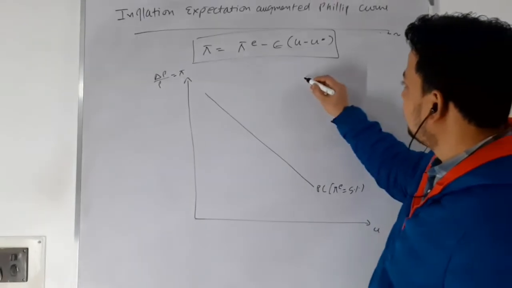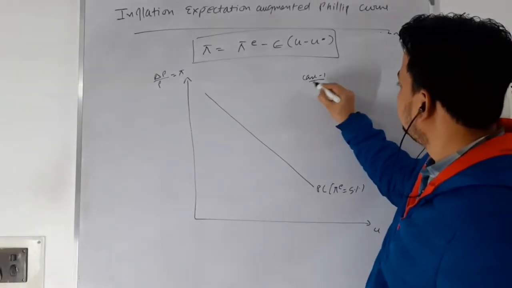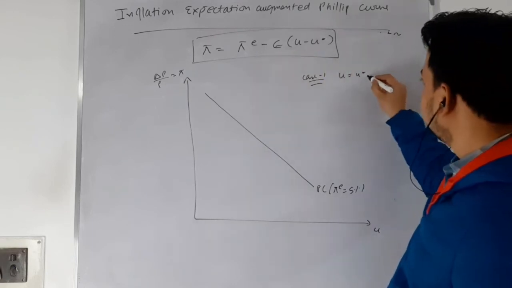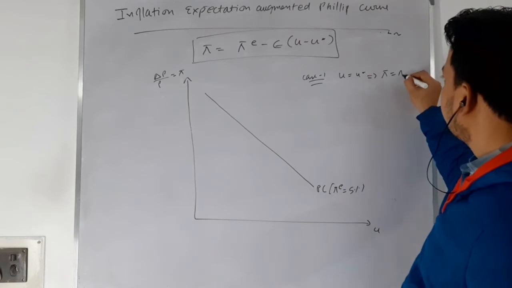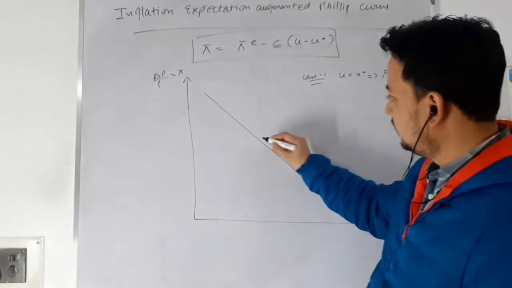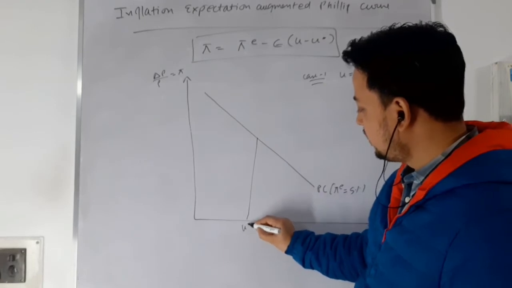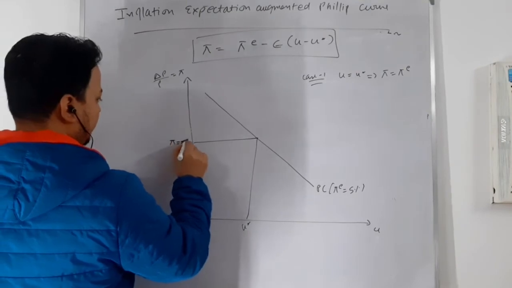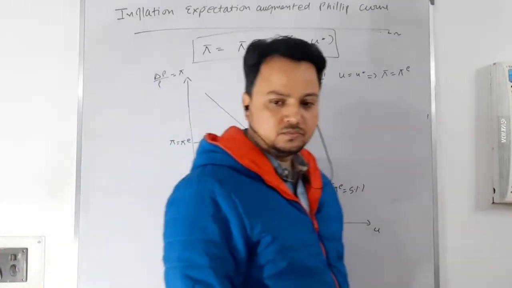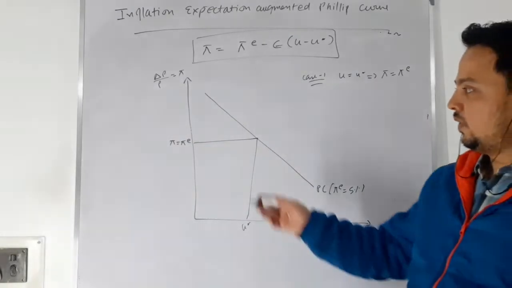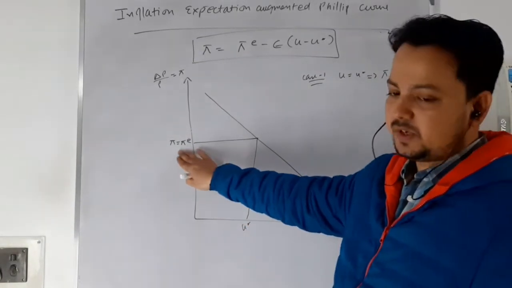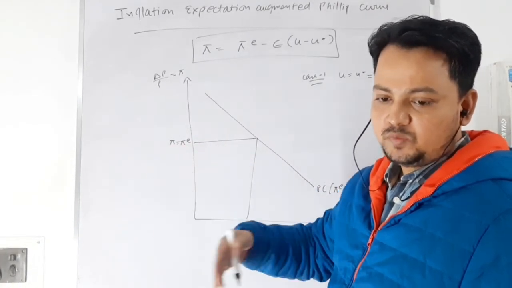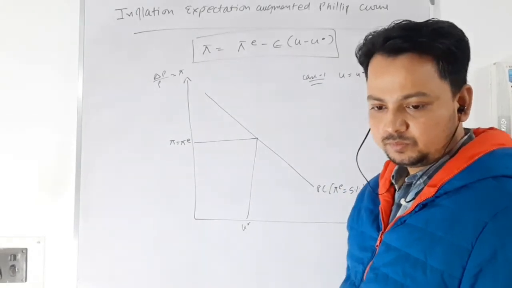Now case 1: when u equals u star, this term will be 0. That means actual inflation equals expected inflation in the economy. As I have told you before, this is the case where the expectation of the firm is realized, the expectation of the worker is realized. The firms are producing full employment output, and you will have full employment of the labor force also.